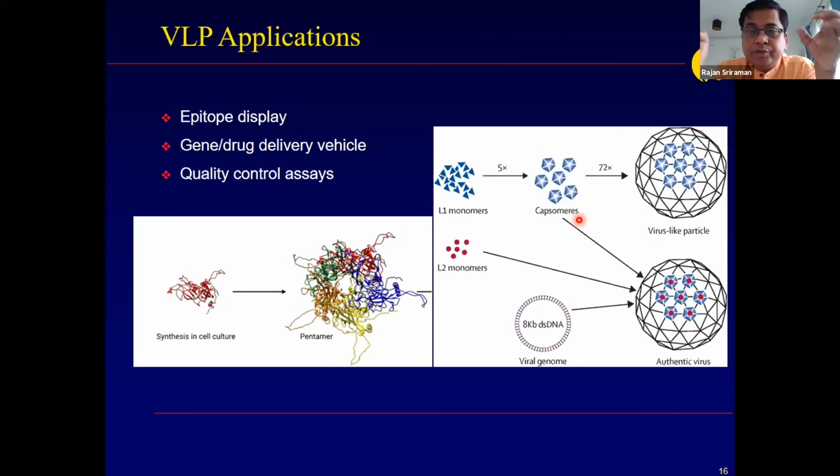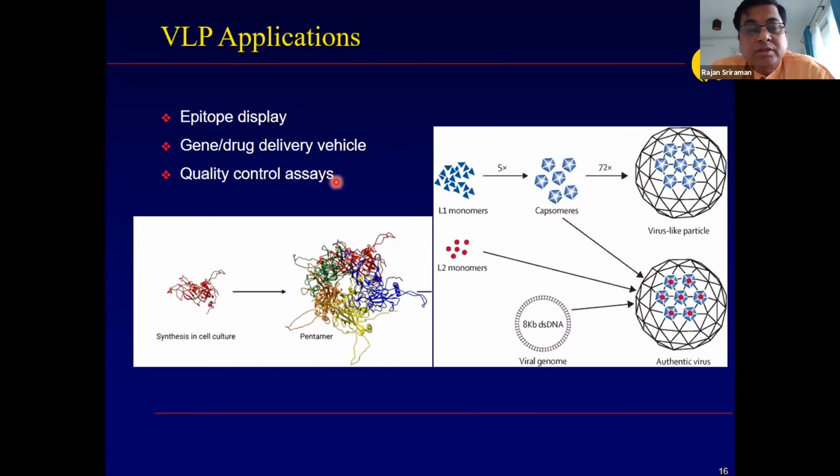So assume that you have a VLP, you keep that VLP in an environment which can encapsulate drug. So you basically encapsulate drug inside the virus-like particle, and these virus-like particles have a very specific receptor in some epithelial tissues. So in specific epithelial tissues, you could target drug delivery. So that's another mechanism by which you could utilize VLP technology.